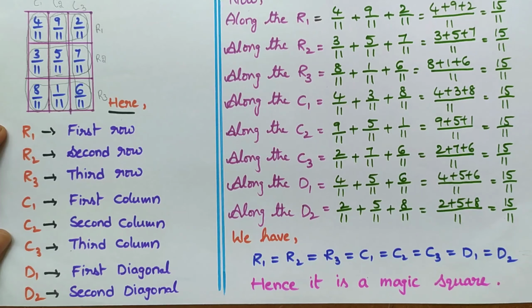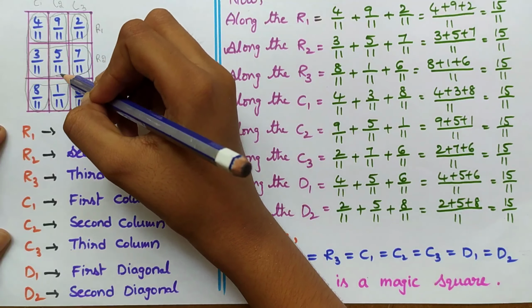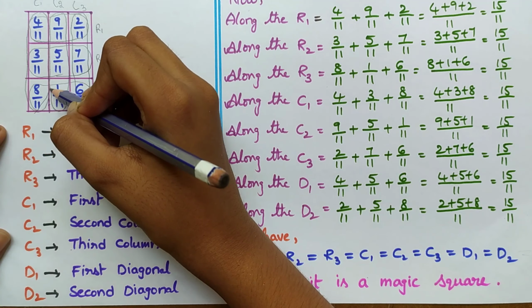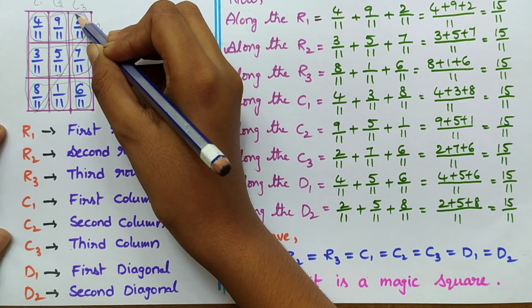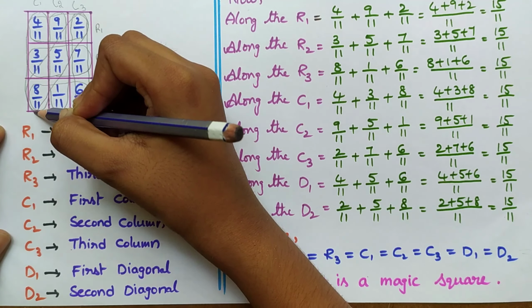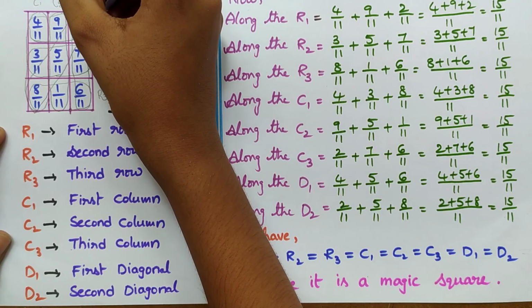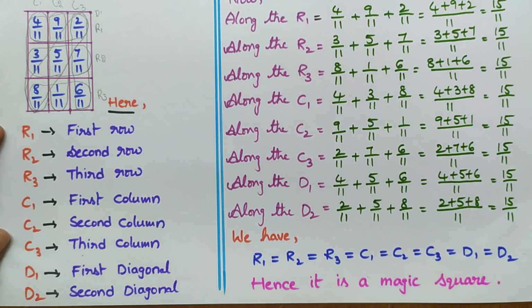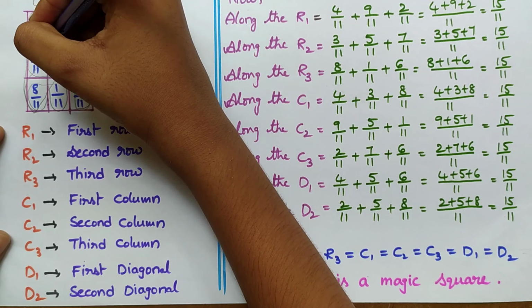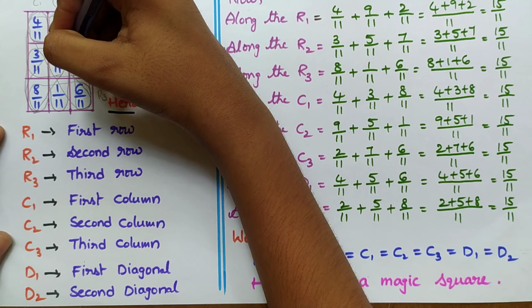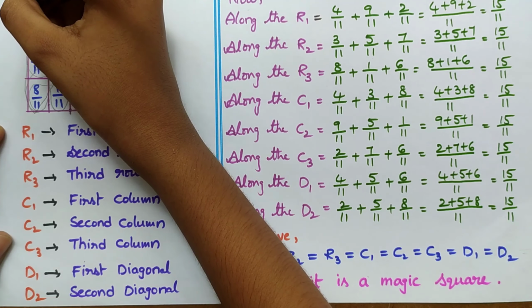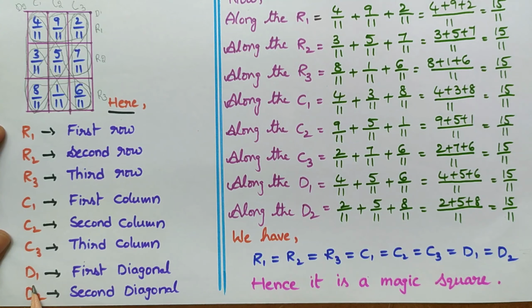Now the diagonals. I will explain to you what a diagonal is. See here friends, this is known as the diagonal. Are you able to see? This is known as the diagonal, and this is D1, diagonal number 1, and this is D2, diagonal number 2. These are known as diagonals. So D1 is the first diagonal and D2 is the second diagonal. Now let us verify if this is a magic square.